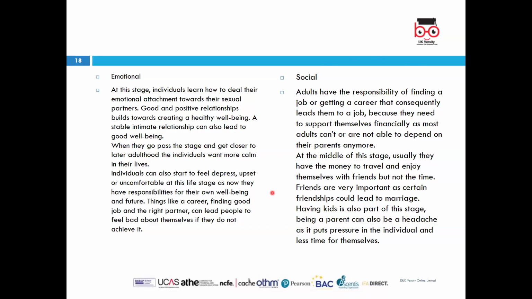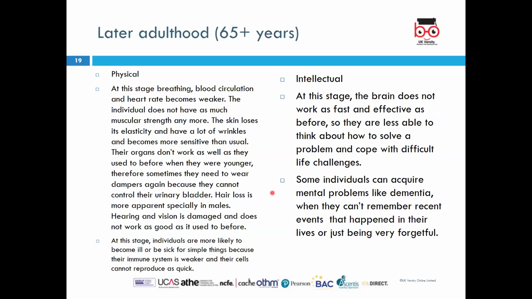They want the right job, the right partner, the right house, the right everything. So they make sense of things.